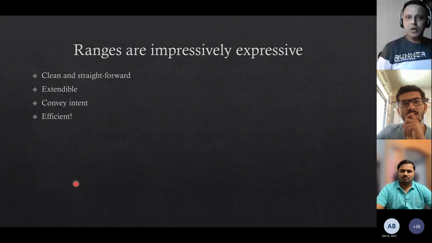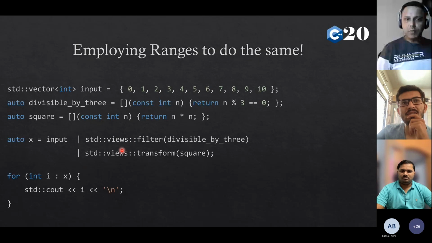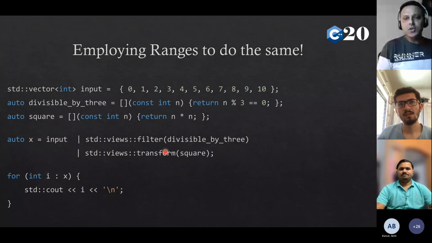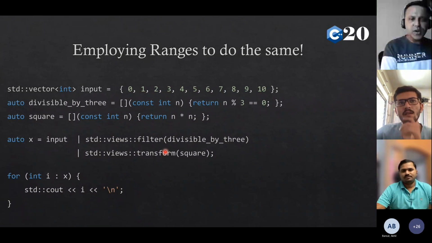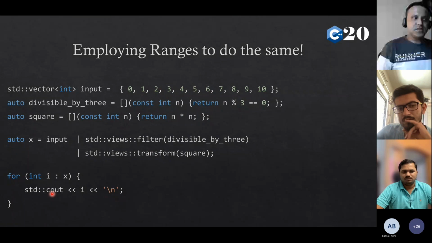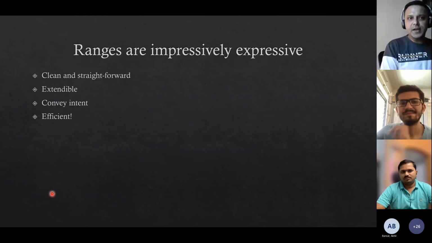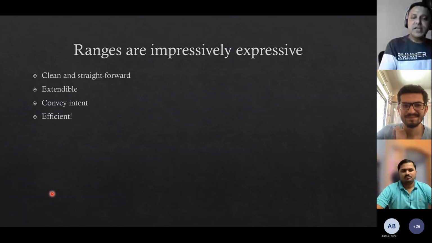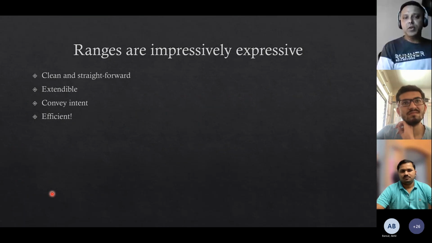All right, so ranges are impressively expressive. See how compact, in just one line, it is able to do all that we had on the previous slide. And it's pretty declarative. It has declared what it is doing, and then it does what it does. Clean and straightforward. It is extendable. You can pipe more to it and convey the intent very clearly. And obviously, it is efficient.